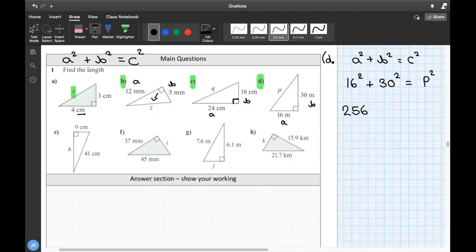Okay, next it was 30 squared. We saw in the last example, that gives us 900. And that's all equal to P squared. Next, I need to add those together. So we've got 1156 equal to P squared. How do I get from P squared to P? I need to square root it. So I need to square root 1156 as well. This one you would not be expected to know, so you can use your calculators. If we find the square root of 1156, we will get 34. This time my dimensions were in meters. And so we've now found our final answer. Question 1, part D. That was 34 meters.